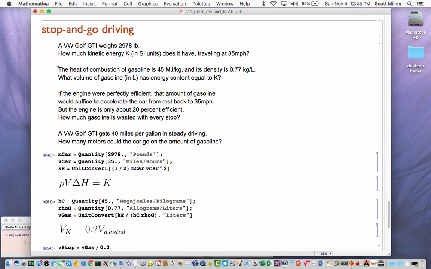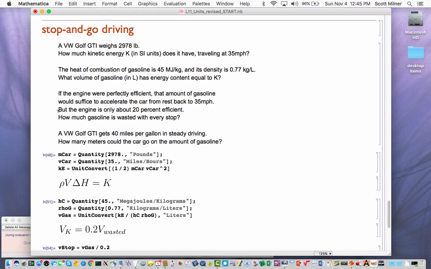Then next, we're going to ask how much gasoline in liters has an energy content equal to that kinetic energy, if the heat of combustion of gasoline is 45 megajoule per kilogram and its density is 0.77 kilogram per liter. So some quantity of gasoline, some fraction of a liter, has an energy content which, if you converted it perfectly to kinetic energy, would be able to accelerate a car from rest to 35 miles per hour. So if the engine were perfectly efficient, this amount of gasoline would suffice to accelerate the car from rest back up to 35 miles per hour.